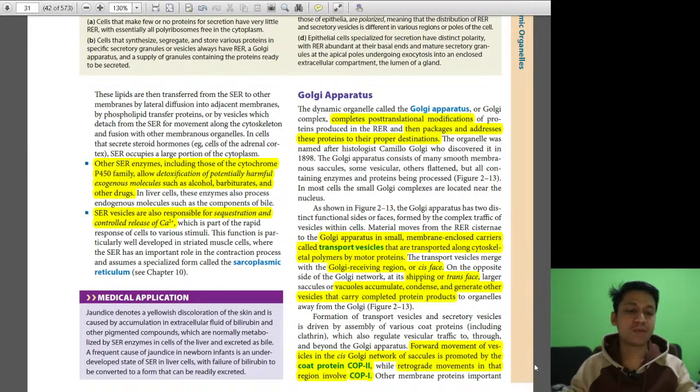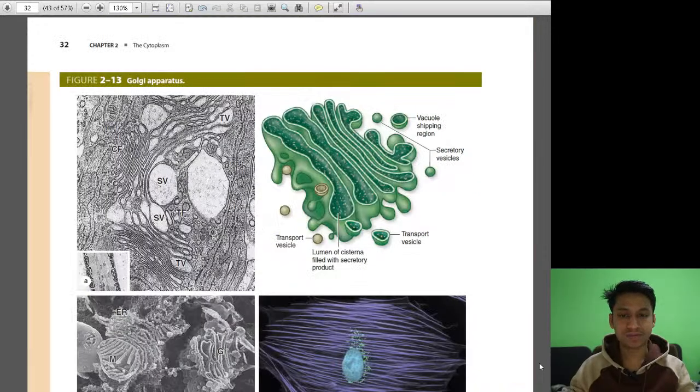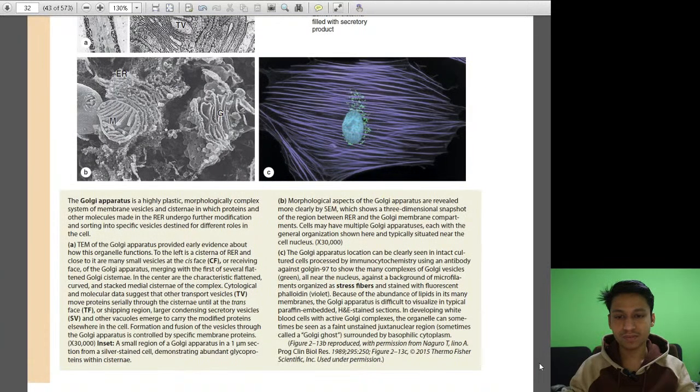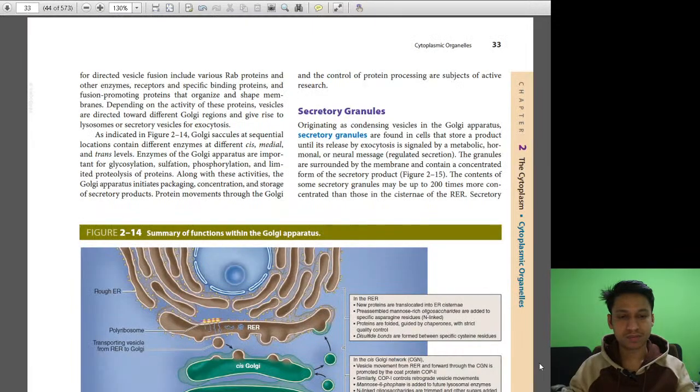Other membrane proteins important for directed vesicle fusion include various RAB proteins and other enzyme receptors, specific binding proteins, and fusion-promoting proteins that organize and shape membranes. So RAB proteins here are important in shaping membranes.